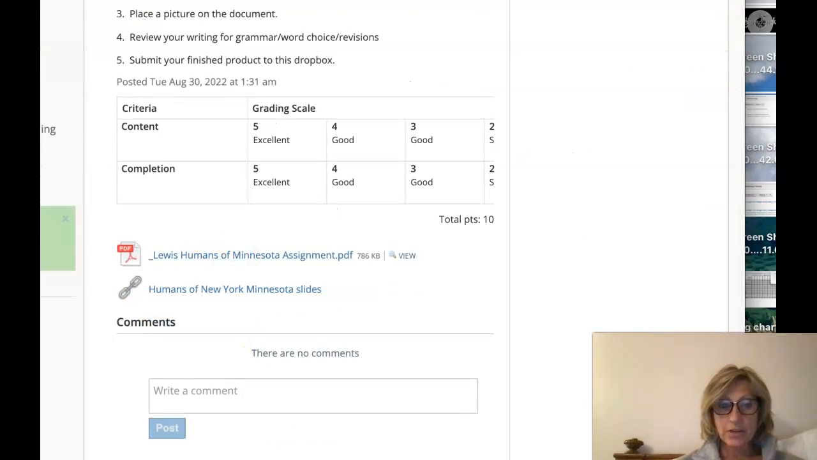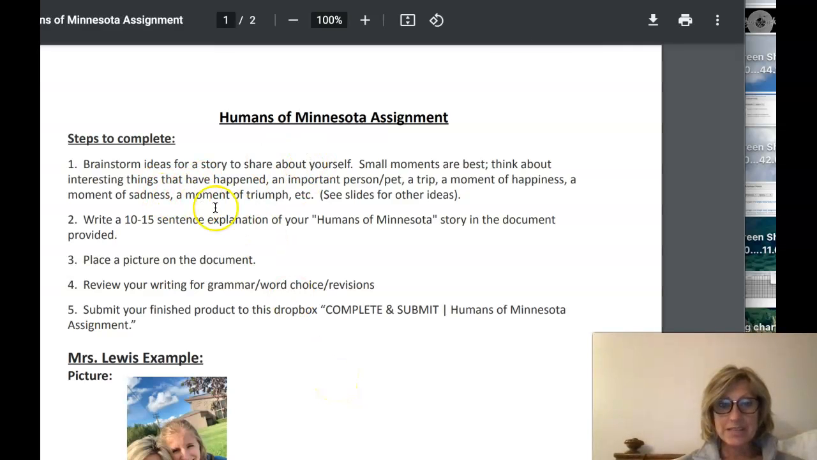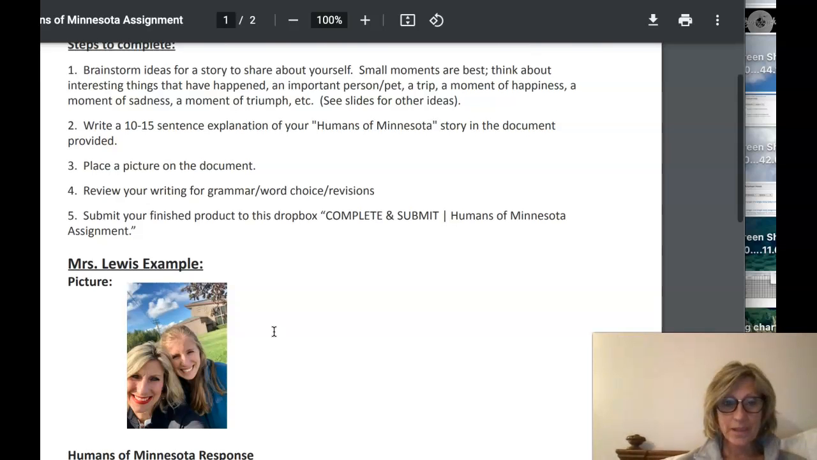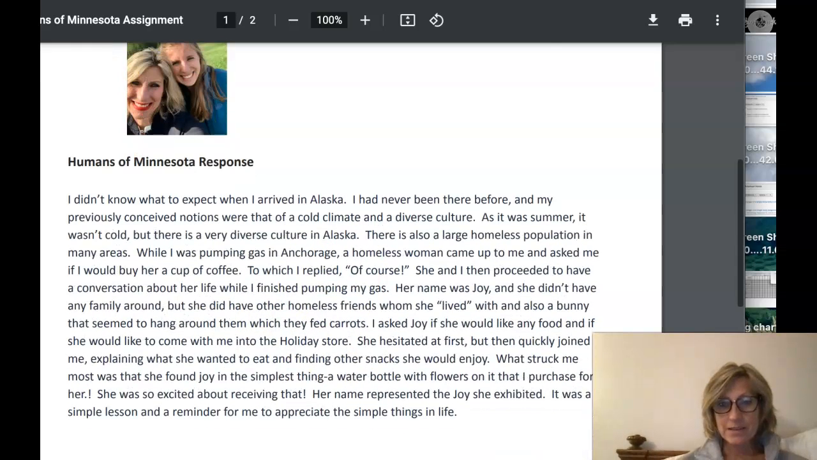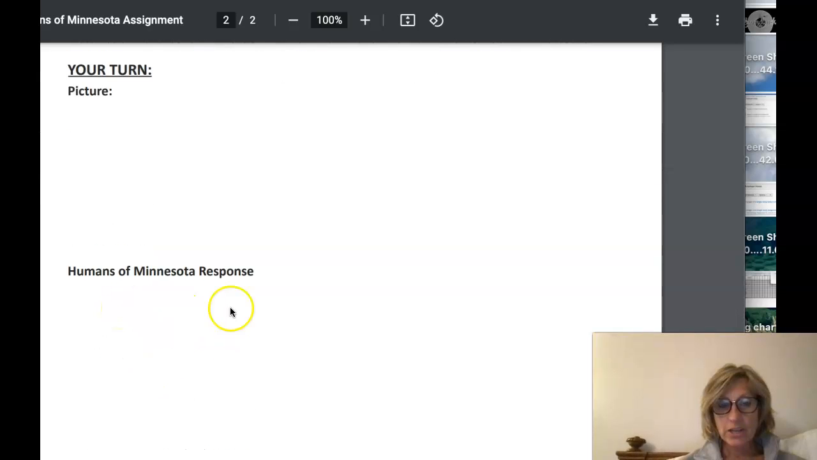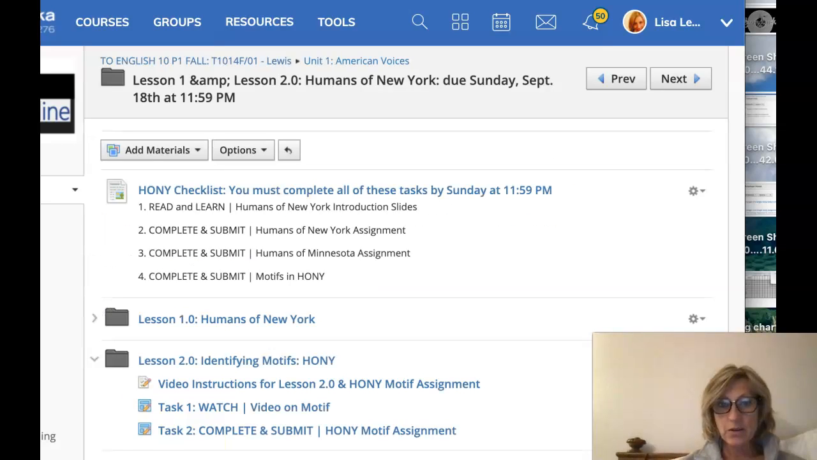Now there's a document for you to do that, and I've also put mine on there. So you brainstorm ideas, you write an explanation, and you put a picture. Your picture doesn't have to exactly match your story. Sometimes it does, sometimes it doesn't, but it does help me to kind of make a connection with your picture to who you are. So there's me with my daughter, Katie, and I wrote a story about when I was in Alaska. So you can put your picture there and then write your story there and put in the Dropbox. And then that completes Lesson 1.